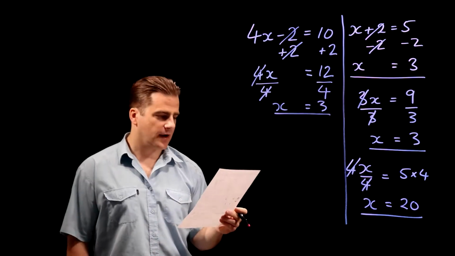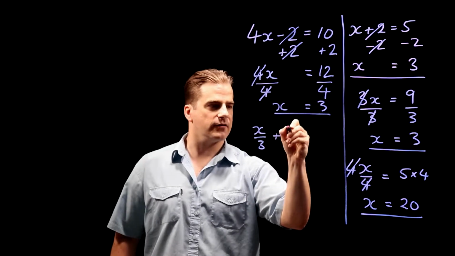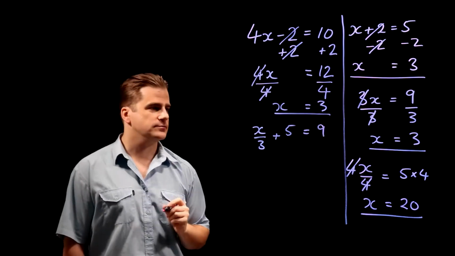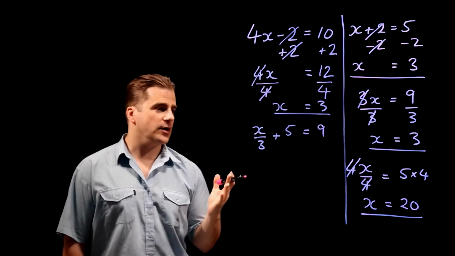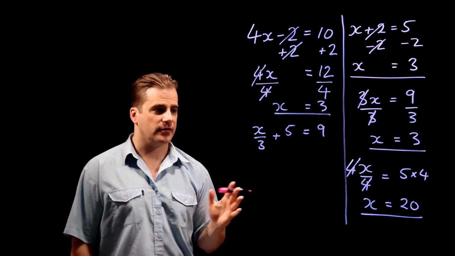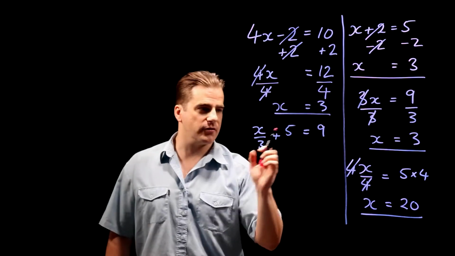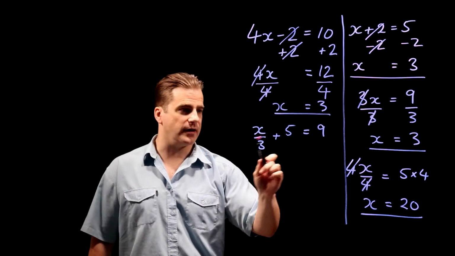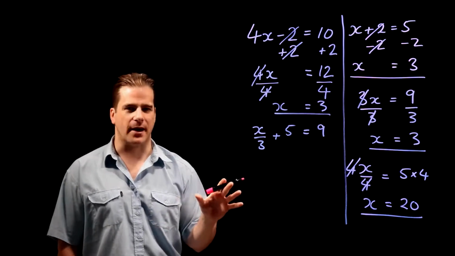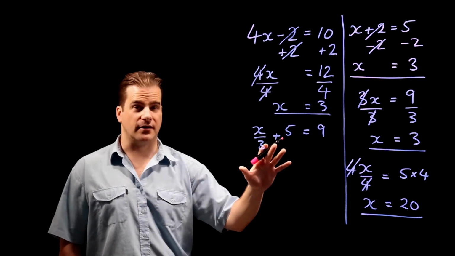Let's do another one. x over 3 plus 5 is 9. x over 3 plus 5 equals 9. Well, again, we could subtract 5 from both sides first, nothing wrong with that. Or we could multiply both sides by 3 first. Either would work. I'm going to subtract 5 first because if we multiply by 3, you just get bigger numbers and it's easier to deal with smaller numbers. I mean, this doesn't really matter, but as long as you just do the basics right, you get the right answer at the end anyway.